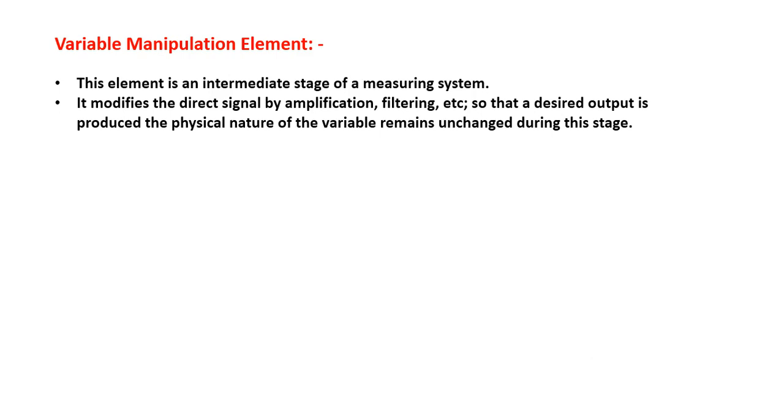Then we have a variable manipulation element. Now this element is an intermediate stage of a measuring element. It modifies the direct signal by amplifying or by filtering it so that the desired output is produced, while the physical nature of the variable remains unchanged during this stage.